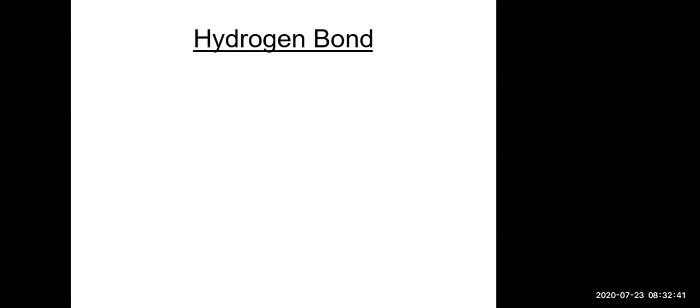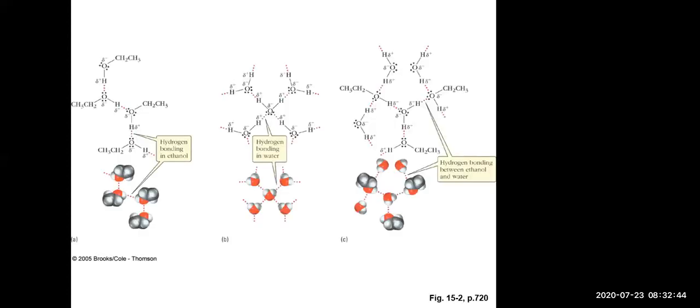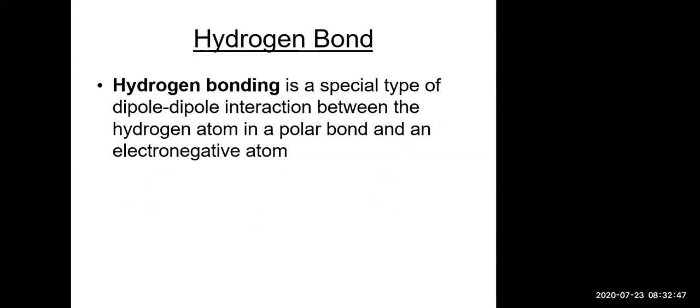Now, the last type of intermolecular force is what is known as hydrogen bonding. Hydrogen bonding is in reality a type of dipole-dipole interaction. It's a special type of dipole-dipole interaction, and it's actually a very strong interaction. As the name implies, it is a bond between hydrogen and some type of electronegative atom like nitrogen, oxygen, and fluorine.